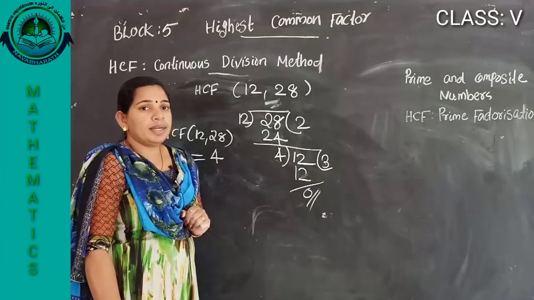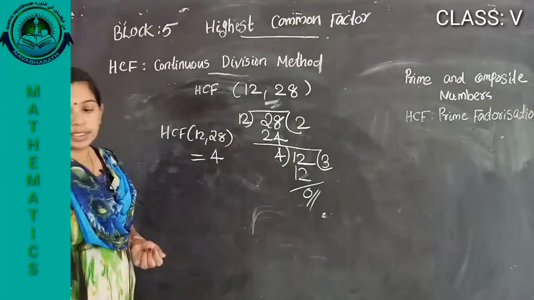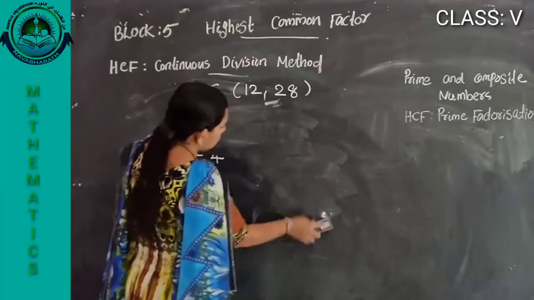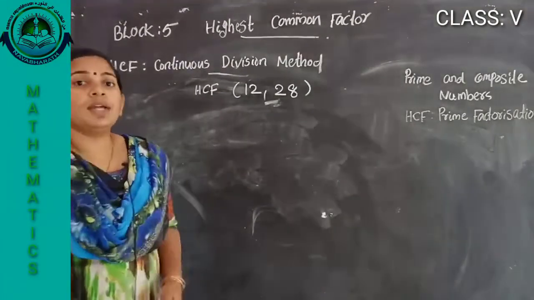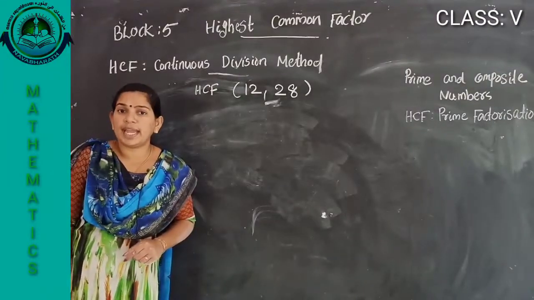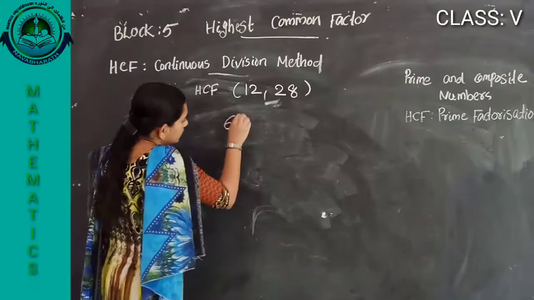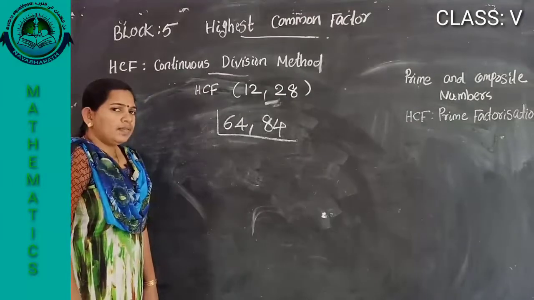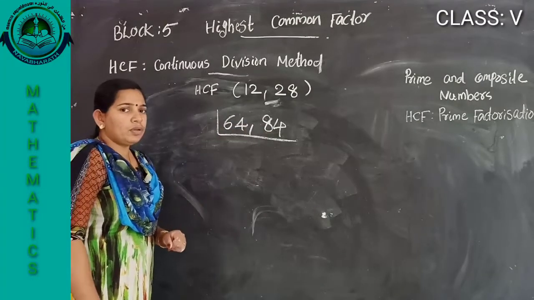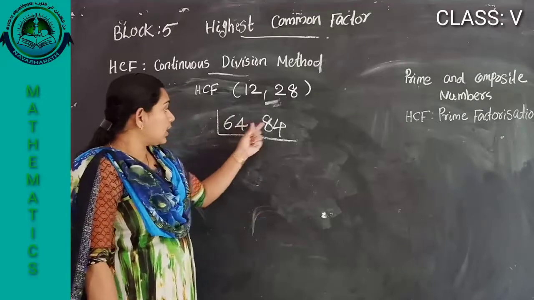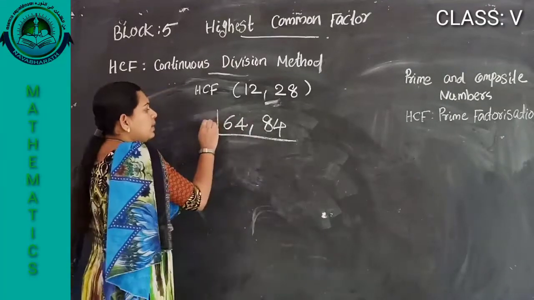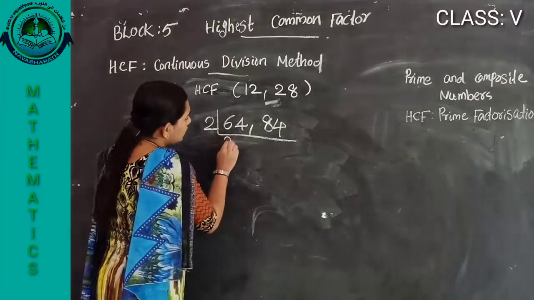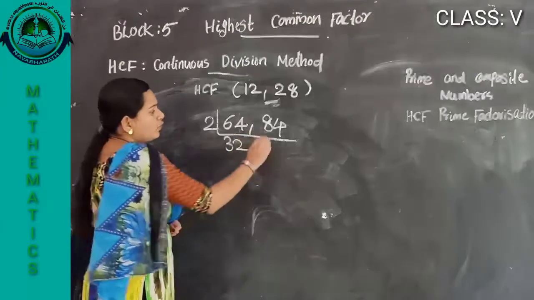Okay. Then one more method is the long division method. First we take 64 and 84. Which is the common factor of 64 and 84? Yes, 2 is the common factor. Both are even numbers, so we divide by 2. 64 divided by 2 is 32, and 84 divided by 2 is 42.